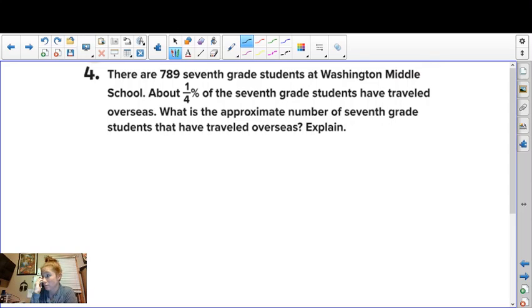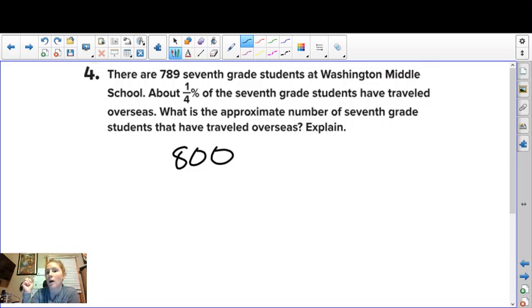Okay, this one is going to use both fractions and the 10% thing. Let's go with it. All right, there are 789 seventh graders at Washington Middle School. About a fourth of the percent, not a fourth of the population, but 1/4 of 1%. So like if you have $1, I'm talking about a quarter here, of the seventh grade students have traveled overseas. What is the approximate number of seventh graders who have traveled overseas? So we're going to go ahead and round that to about 800 students.